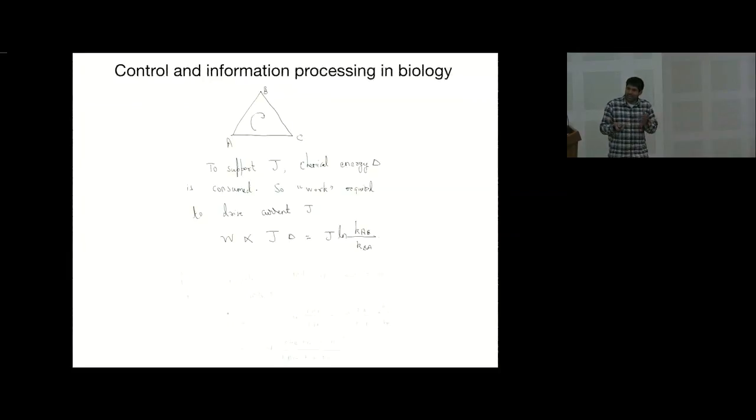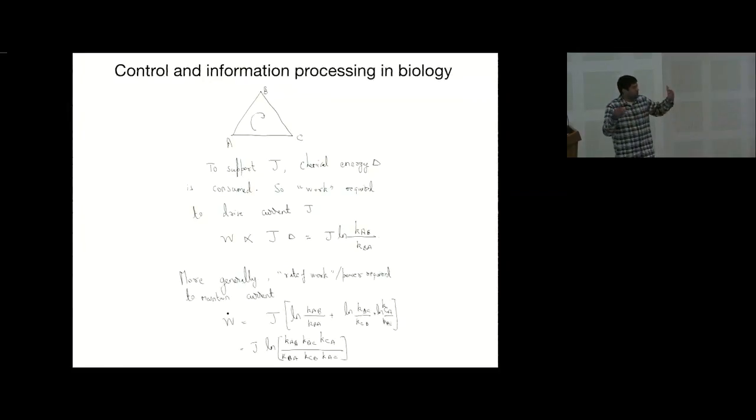And indeed, if you were to go through all these calculations, you find that for a network of this sort, the amount of power consumed in order to support a current J is proportional to J times the log of the ratio of the rates taken in the clockwise direction divided by the ratio of the rates in the counterclockwise direction. Okay, and so I've skipped a few steps here to go from here to here.